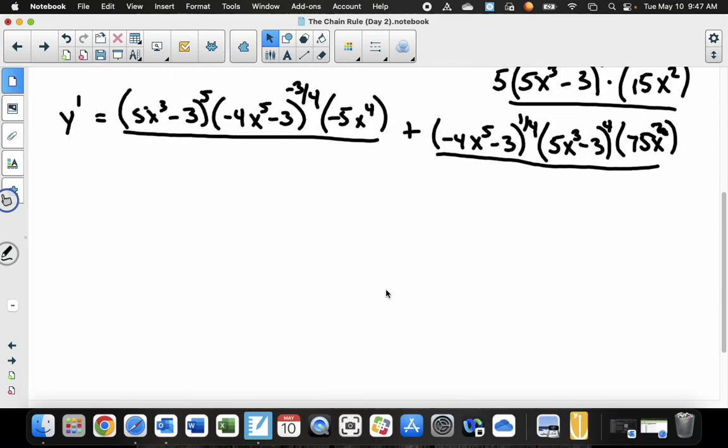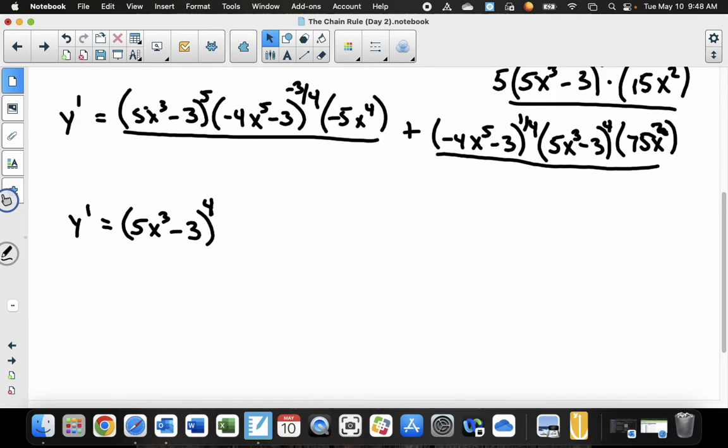Now we start looking for greatest common factors that I can pull out to clean this whole thing up. So y prime equals, if we take a look, what's the first common factor that we have here? 5x cubed minus 3. How many of those can I pull out? 4. You've got at least 4 of them in each part. So let's take 5x cubed minus 3, that quantity to the 4th power. We can pull those out.